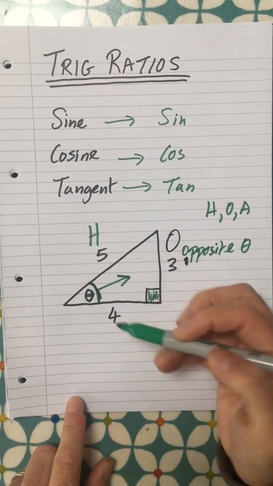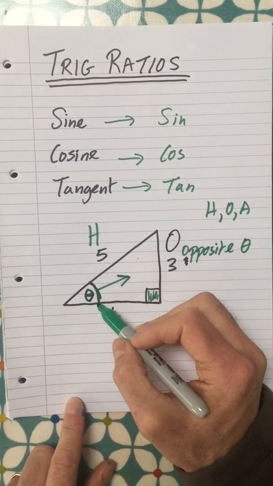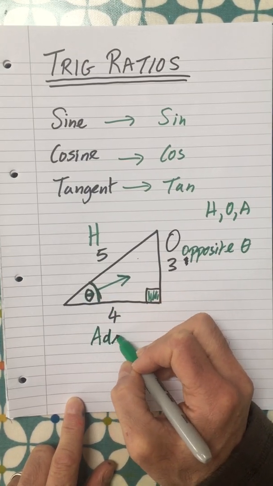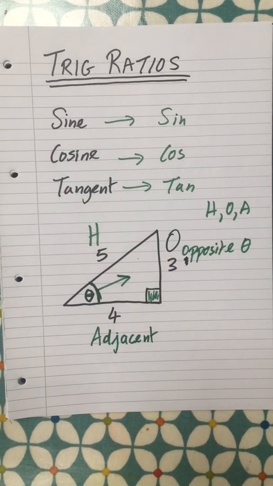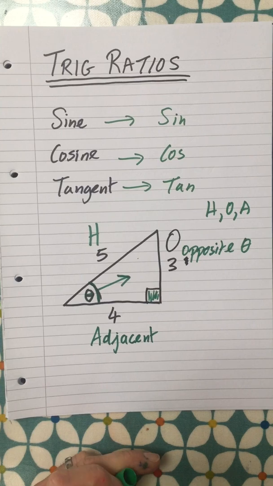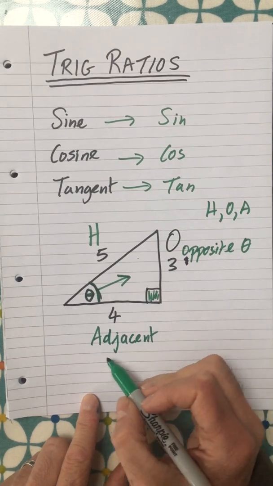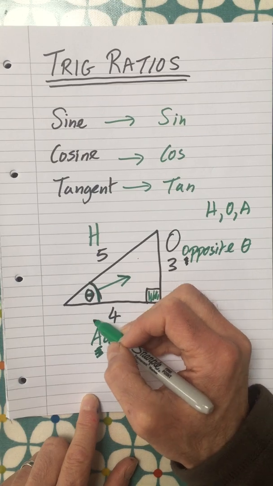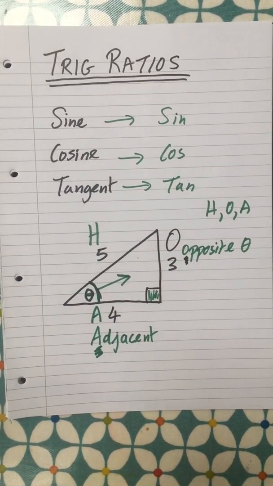And this number 4 here is beside angle theta. An old-fashioned word for beside is adjacent. So you might say that the neighbours adjacent to you are very loud in the morning. That would mean that the neighbours next door to you are very loud in the morning. So adjacent is an old-fashioned word for beside, and we use A for adjacent. So the number 4 here would be A. So we've got H, O and A.